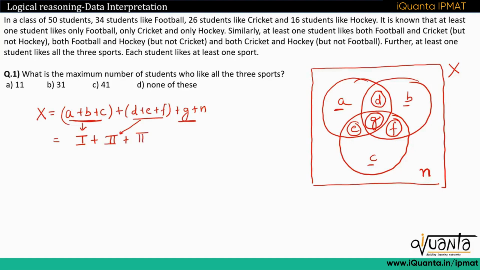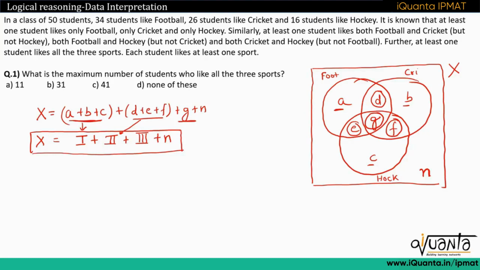So this will be written as exactly 3 games, and none will be written as N. So we have an equation over here: the universal set X equals exactly 1 plus exactly 2 plus exactly 3 plus none. This equation will be very useful to us in solving questions based upon Venn diagram optimization.